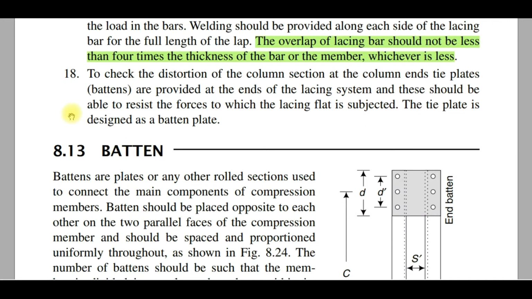Now, point number 18: to check the distortion of the column section at the column ends, tie plates, like battens, are provided at the ends of the lacing system. So this is the tie plate; I will show you the picture. These should be able to resist the forces to which the lacing flat is subjected. The tie plate is designed as a batten plate.